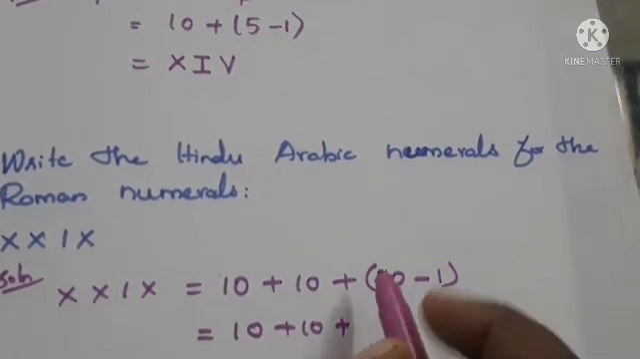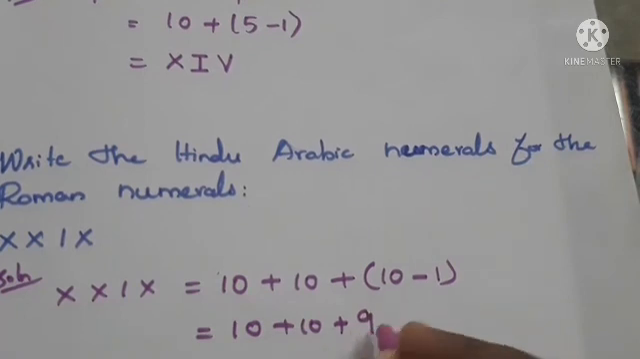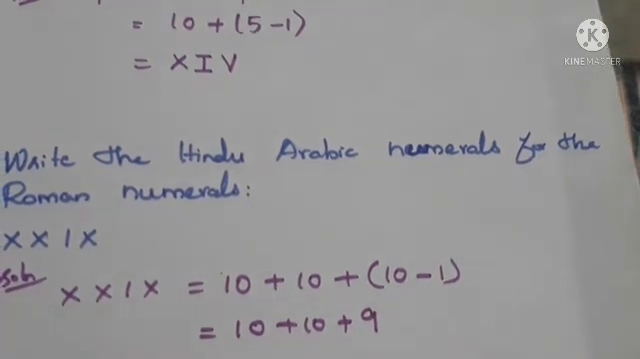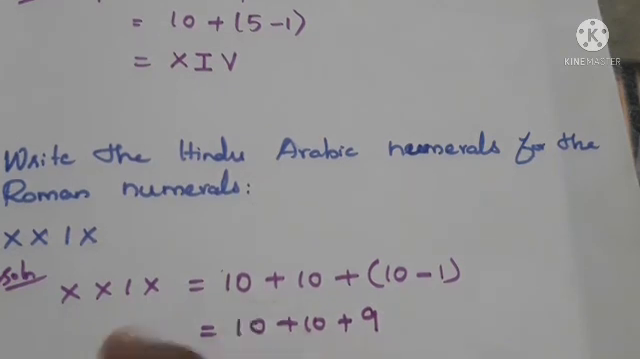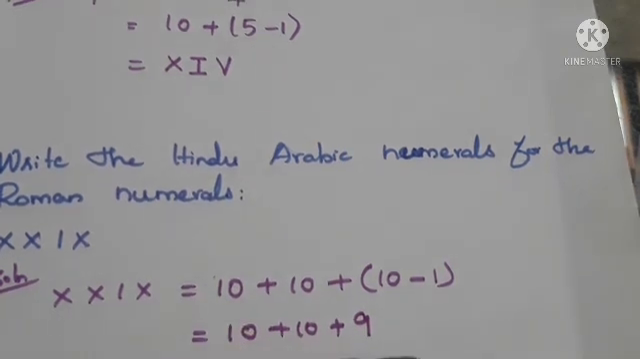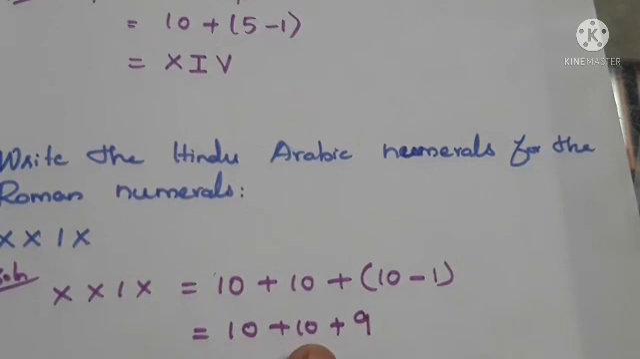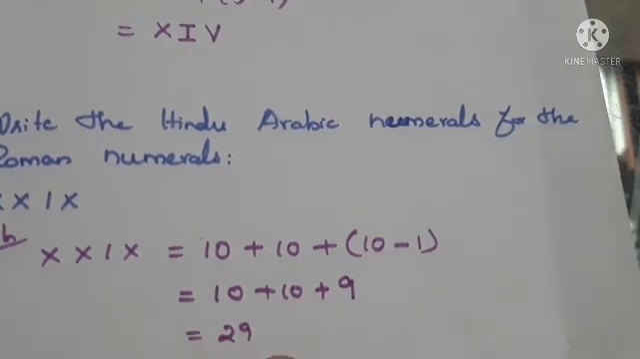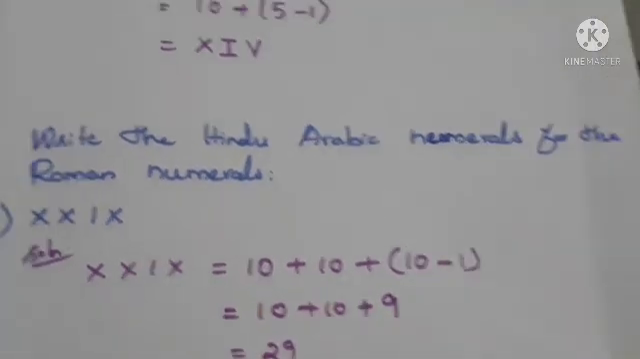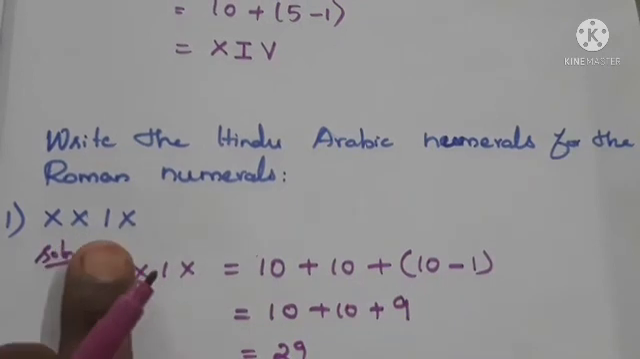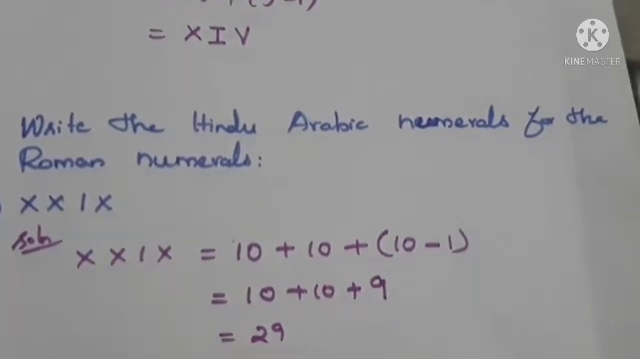10 minus 1 is what? 9. Okay, 10 minus 1 is 9. So now we can add: 10 plus 10 is 20. 20 plus 9 is 29. So our answer is 29. This is the Roman numeral we have written as a Hindu-Arabic number.